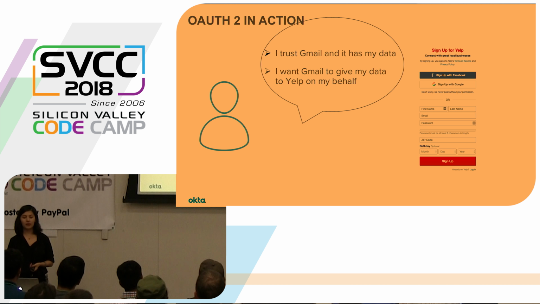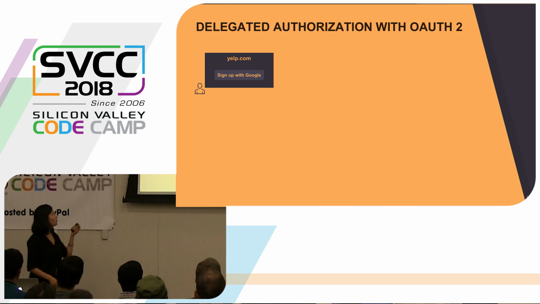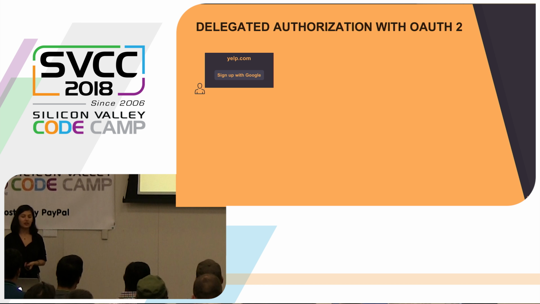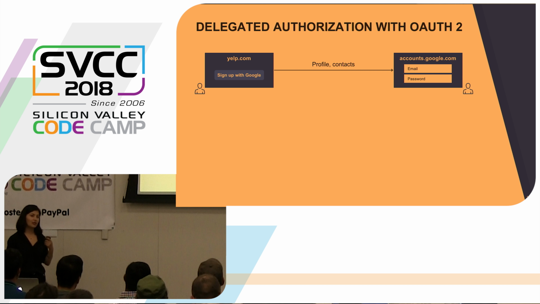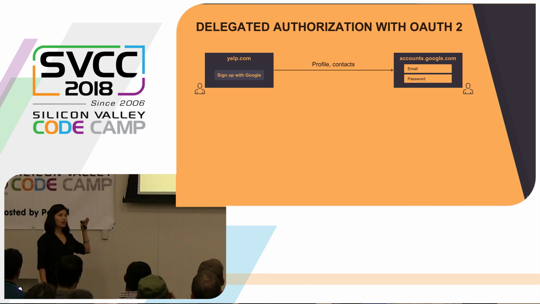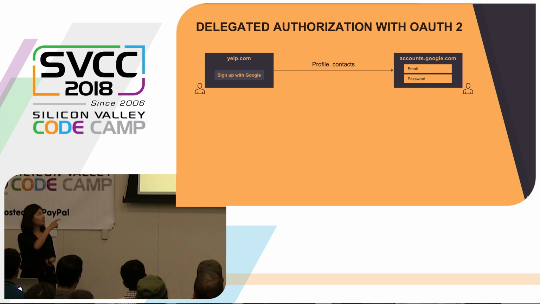So let's look at the code. When I click sign up with Google, what happens? When I click sign in with Google, and then I say okay, I'm asking Yelp to go ask Gmail for my profile and contact information. So now I'm going to sign in to Gmail with my username and password.